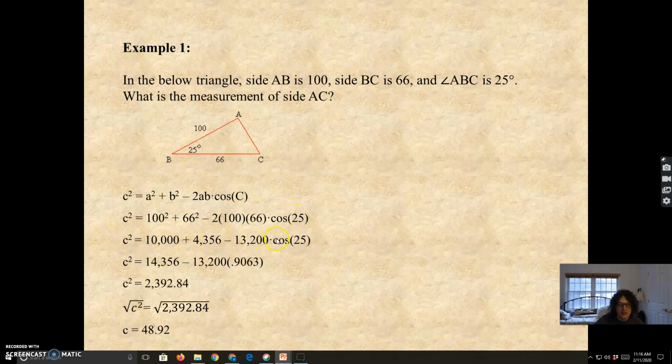Doing our calculations, we get the cosine of 25 degrees is 0.9063. We're in degree mode, of course. We get c squared is equal to 2,392.84. We square root both sides, and we get c is equal to 48.92. As you can see, there it is.